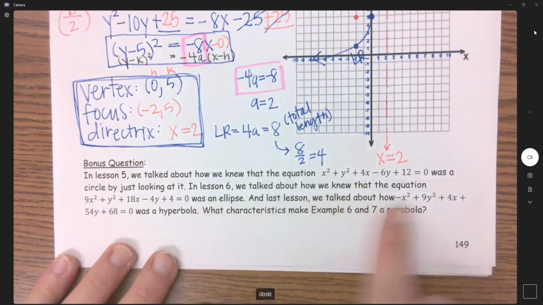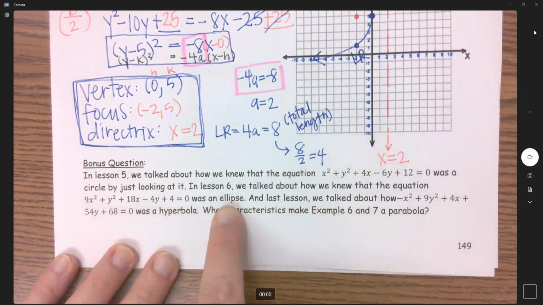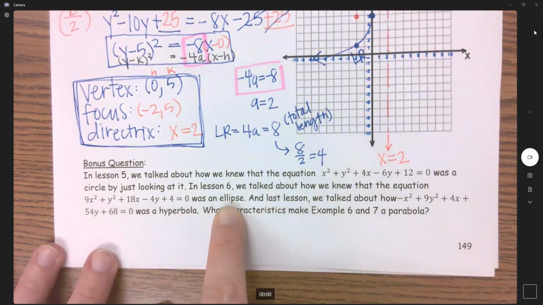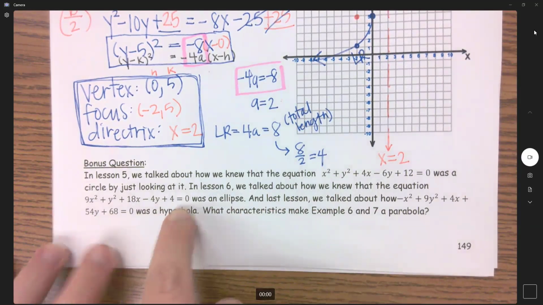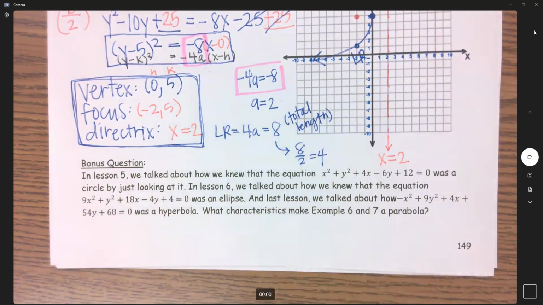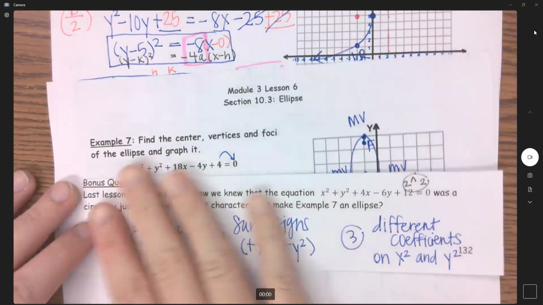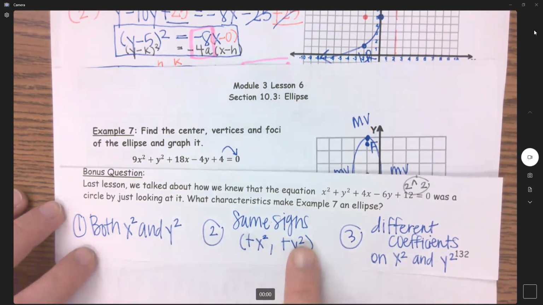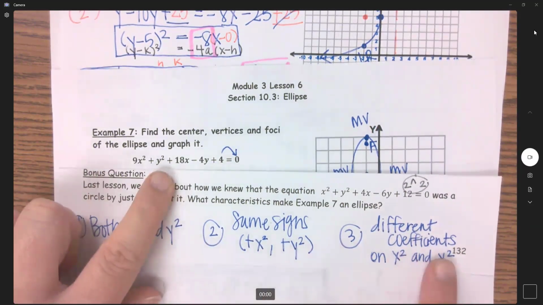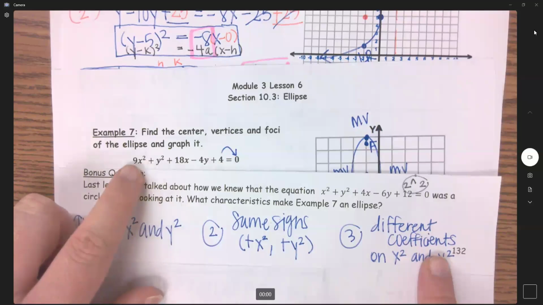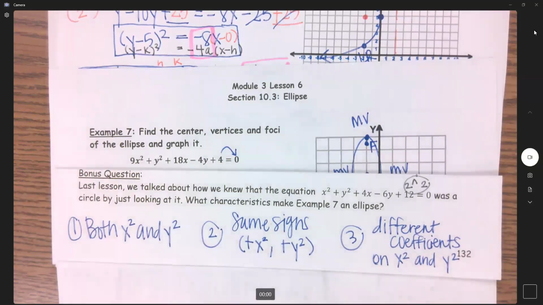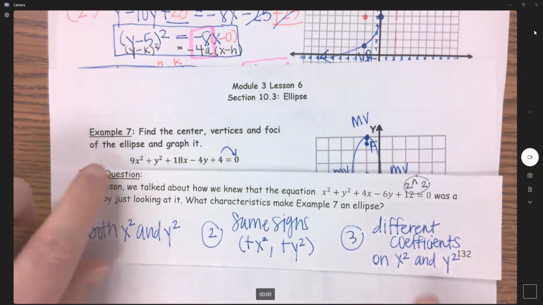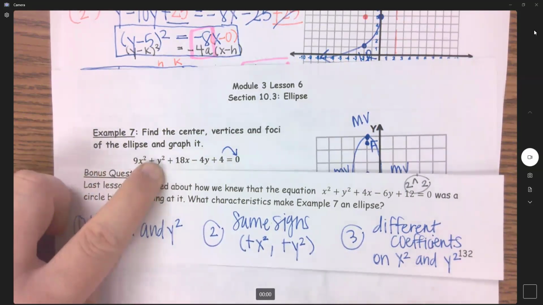In lesson 6, we talked about how we knew that this equation was an ellipse. Pause the video if you want more time to think. How did we know that this equation was an ellipse? We had 3 characteristics as well. Okay, here's that equation. We knew that this was an ellipse because we had both x and y squared. Still same signs, positive and positive, but now we had different coefficients. So that's what made that circle stretch one way and become more oval or ellipse-like. So we had a 9x squared, but a 1y squared.